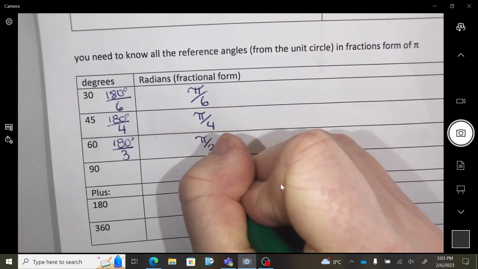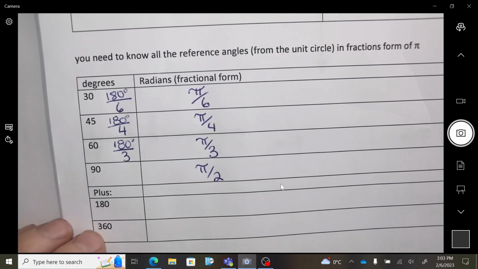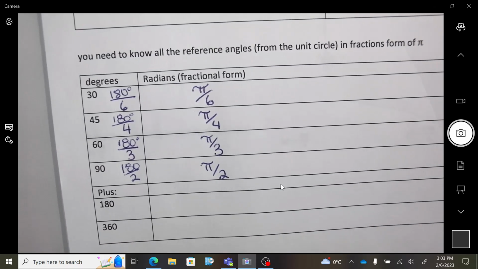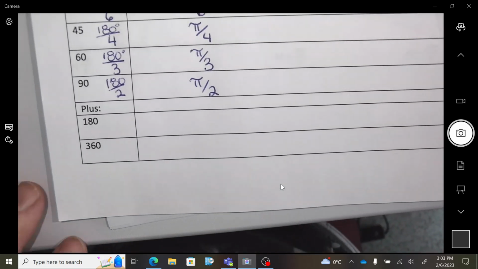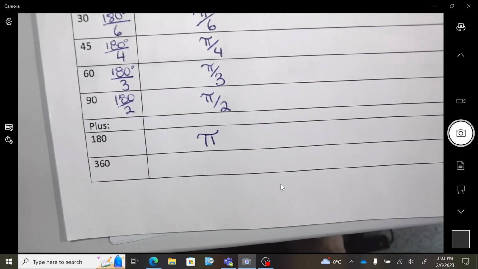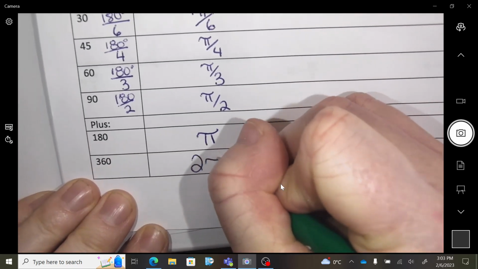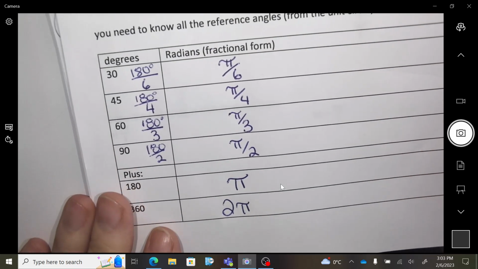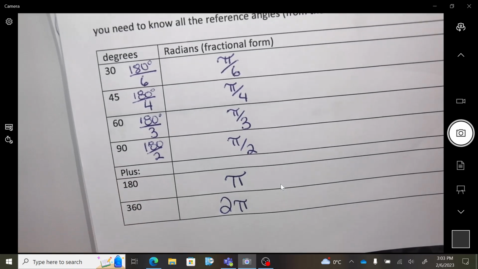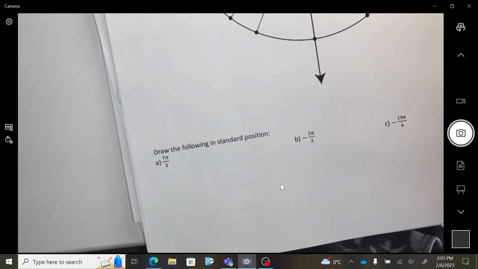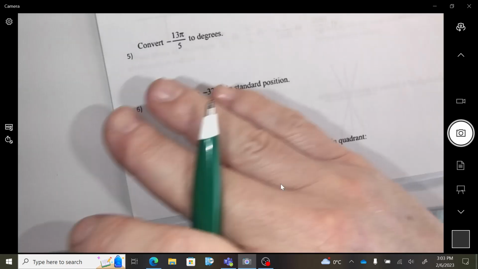Okay, what did you write? Did you do pi over 2? Is 180 divided by 2? And these are our main ones. 180 is just pi. And 360 is 2 pi. Those are the numbers that you're going to have memorized because you will use those and use those. So let's put them on our unit circle.